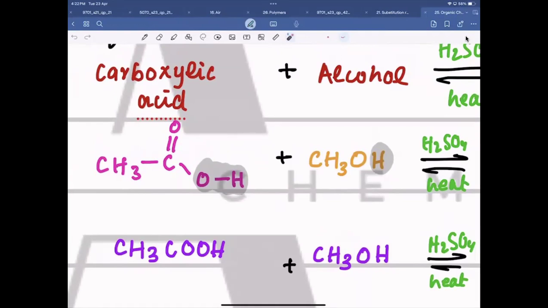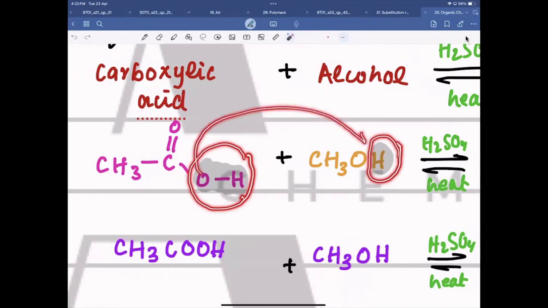Sir, is water always formed along with the ester? Yeah, when we use carboxylic acid and alcohol, ester and water will always form. So see, from the carboxylic acid, OH is released, and from the alcohol, H is released, and this OH bonds with this H to form water. Is this understandable to all of you?